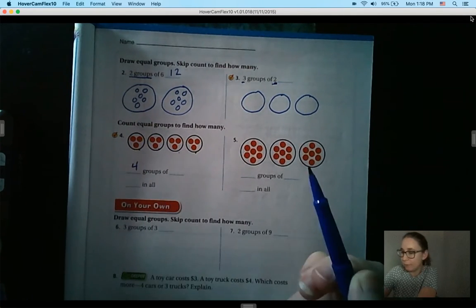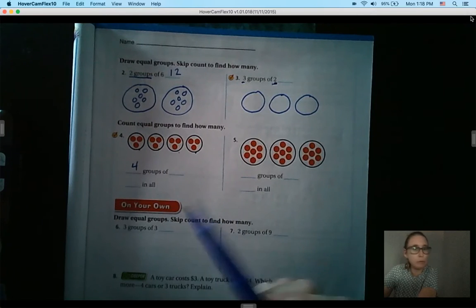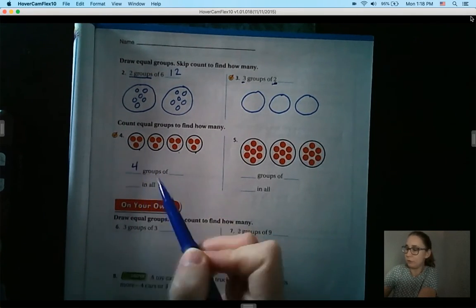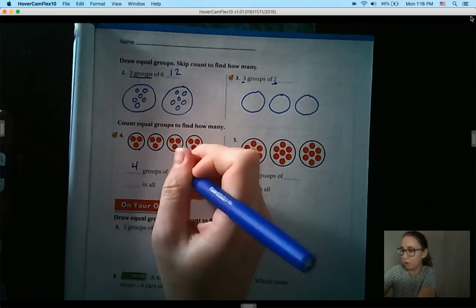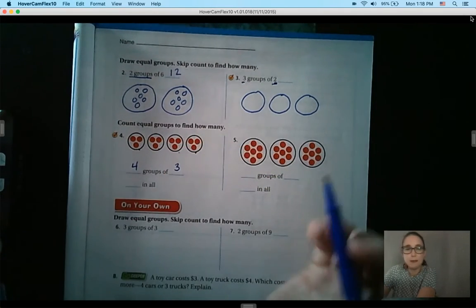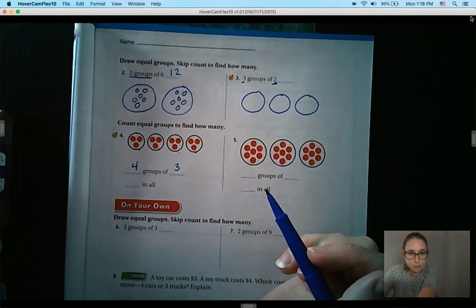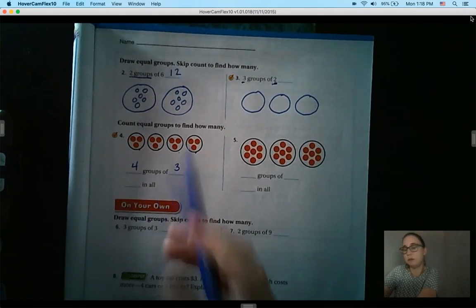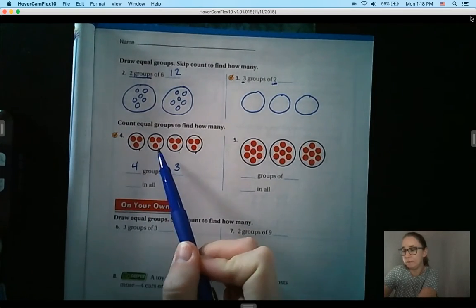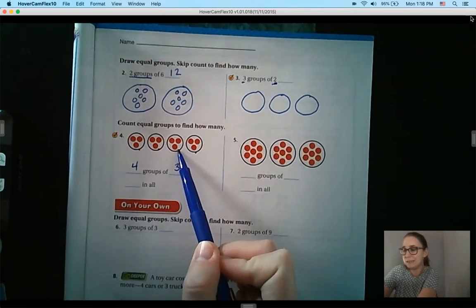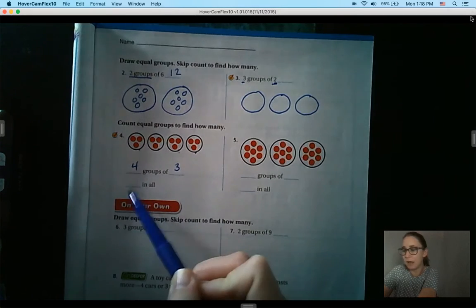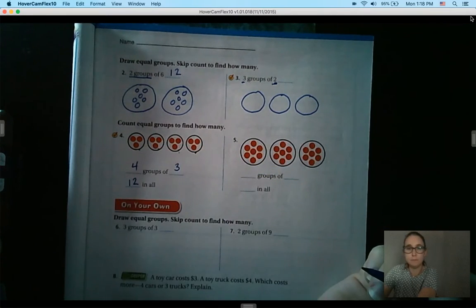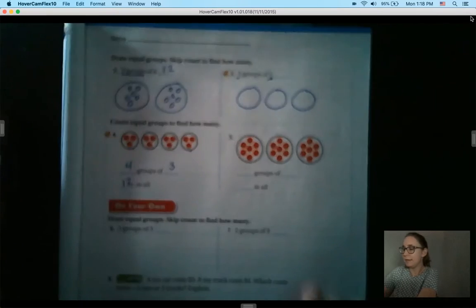1, 2, 3. And since we're working with equal groups, I know that it's going to be the same in each circle. So I have 1, 2, 3 in one of my groups. So it's 4 groups of 3. If I skip count by 3s or add them all together, it tells me how many I have in all. So if I do 3, 6, 9, 12, I know I have 12 in all. Okay. All right, number 5.